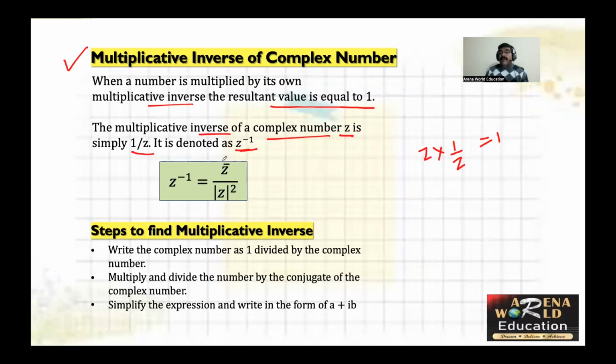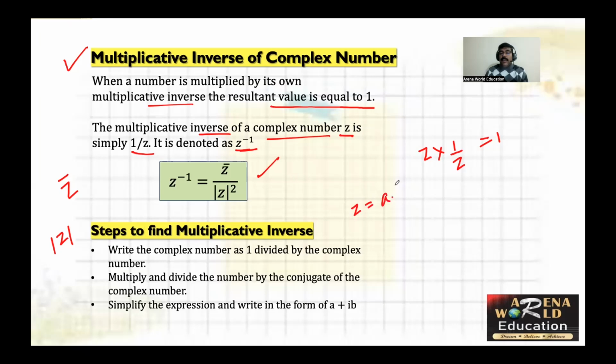So z inverse is equal to what? This was conjugate. Always remember, whenever you see this sign, this is the conjugate. And whenever you see this one, this is the modulus of a complex number. Let us understand why this formula holds: z inverse is equal to conjugate of z divided by modulus z square.